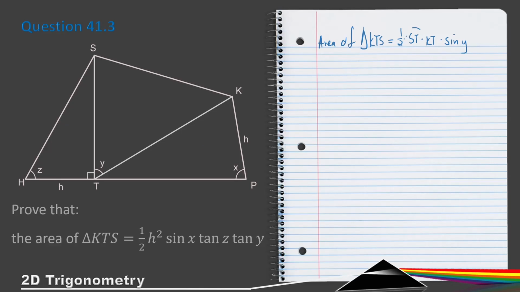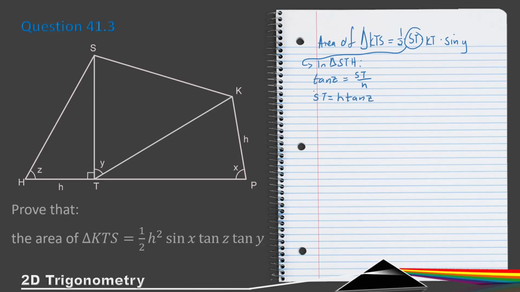So let's start with ST, which is in a right angle triangle, so let's say in triangle STH, we can say the applicable sides are ST and h, and this angle is already given. So from that angle, this is the opposite side and this is the adjacent. So opposite over adjacent is tan. So tan of z is equal to ST over h. Now we want to solve for ST, so we're just going to take h up. So ST is equal to h tan z.